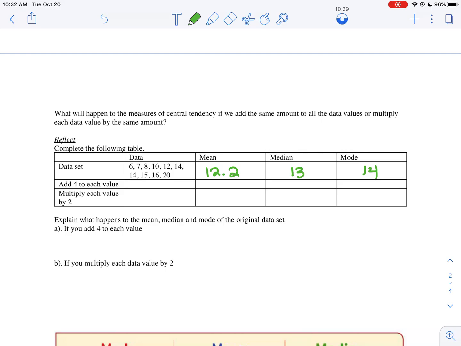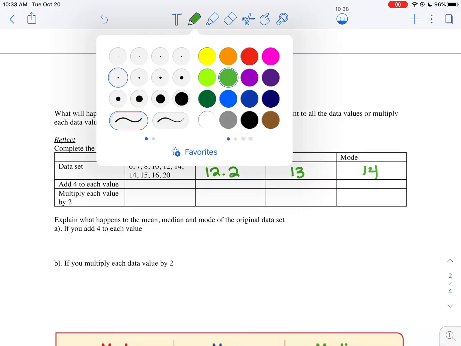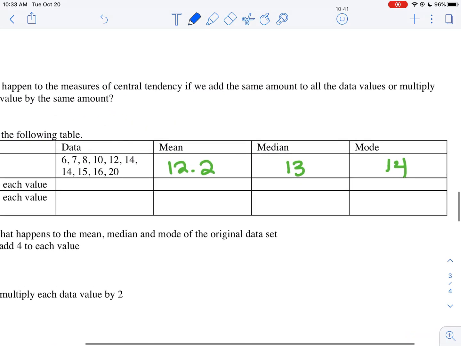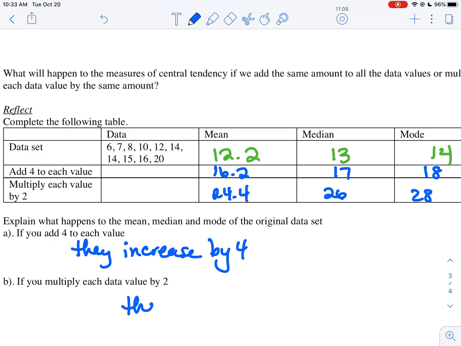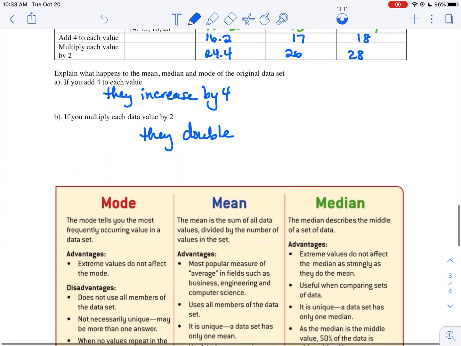So if you add 4 to each of these values, I didn't quite give you enough space, but go ahead and do that. If you add 4, then compute the mean, the median, and the mode. What's interesting is all 3 values increase by 4. Likewise, if I take each data value and multiply by 2, guess what happens? They all double. Okay, so here's the last thing here.